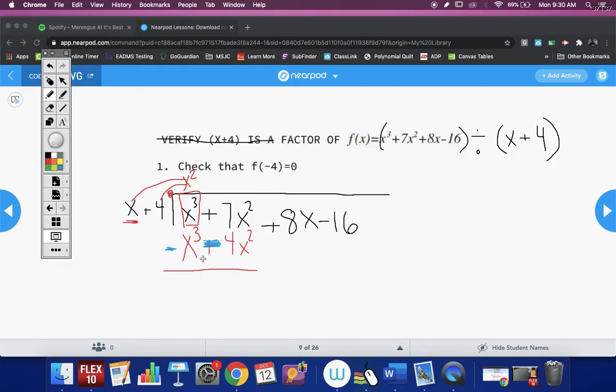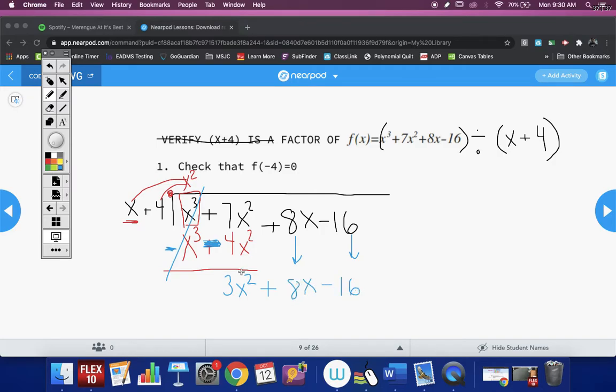We subtract away this piece. And then x cubed and x cubed should cancel out. If they don't, go back, change up something went wrong. And then 7 minus 4 gives me 3x squared. I'm going to drop down everything else and repeat the process. So I have an 8x that I'm dropping down and a -16 that I'm dropping down.